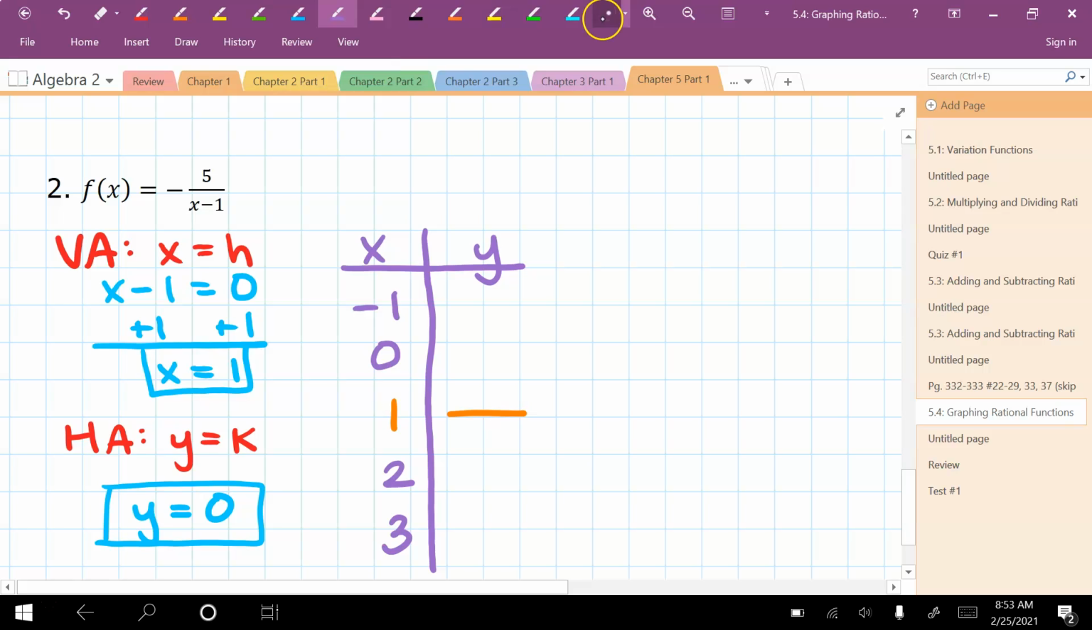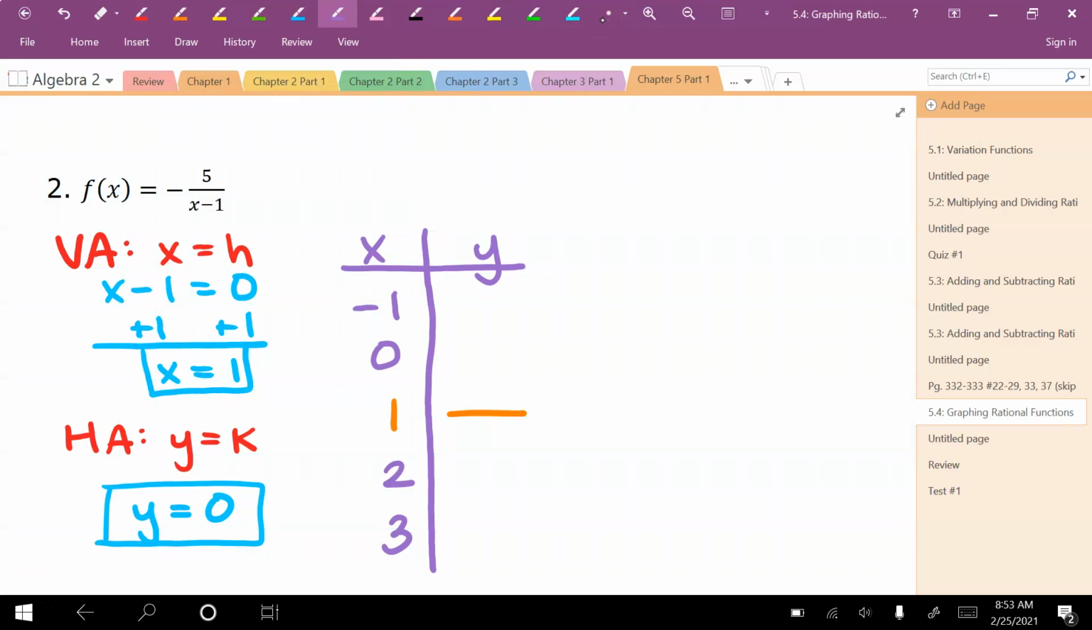Okay, I want you guys to try to fill out that chart, and watch that negative sign that's sitting in front of your fraction there, okay? And then once you have it charted in your XY chart here, if you want to go ahead and try to graph it, do that too.